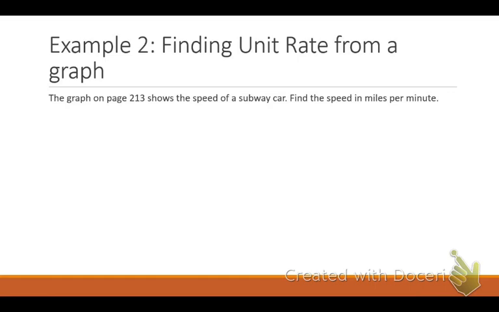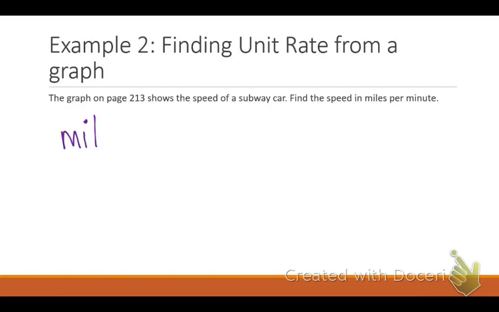So let's look at this graph. It says the graph shows the speed of a subway car. So we're thinking like New York City, that type of thing, a subway car. Find the speed in miles per minute. So one thing that we have to focus on is which unit are we finding the unit rate for? Is it per mile, or is it per minute? It says it right there. It's per what?